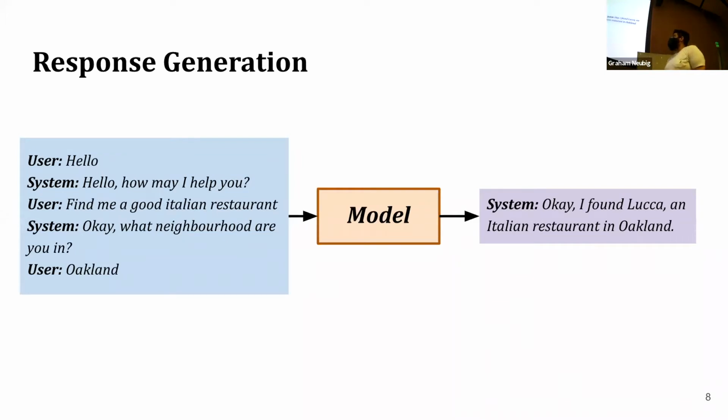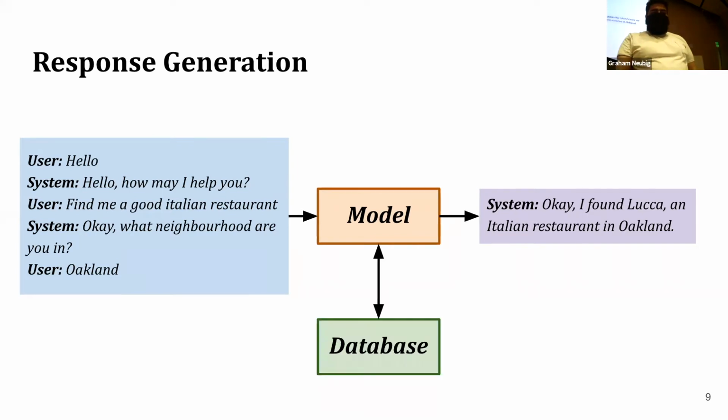Here's another dialogue context and the corresponding system response. In this case, you can tell that the user has a goal for this dialogue. The user is asking the system to provide a good Italian restaurant in the Oakland area. And the model responds with a relevant response. Often in task-oriented dialogue examples like this, your model isn't just reading the dialogue context, interpreting it, and producing a response. It also needs to interface with a database or some knowledge source or so on.